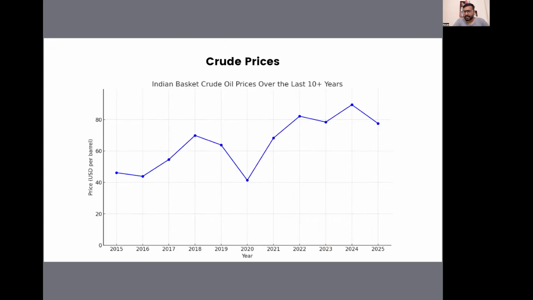Okay. Another reason for global inflation, of course, is the crude prices. Now, this is the trend of the Indian basket of crude prices, and India imports from various countries. It has diversified its import basket, and a weighted average of that is taken, and this is the trend of crude prices.